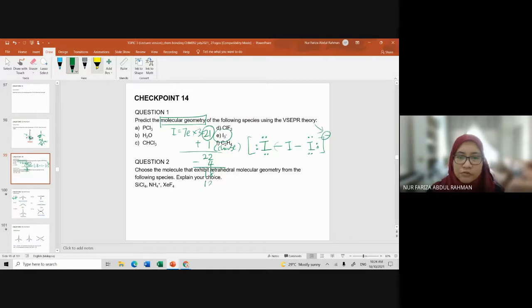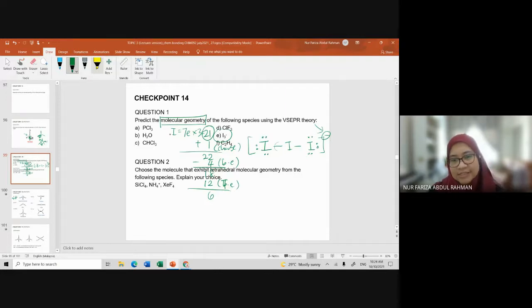Okay, so we have used 12 electrons already. So we have 6 electrons left. This is for bonding electron. Sorry, belum. This is for terminal electron, on the terminal atom. Alright, so we have 6 electrons left.